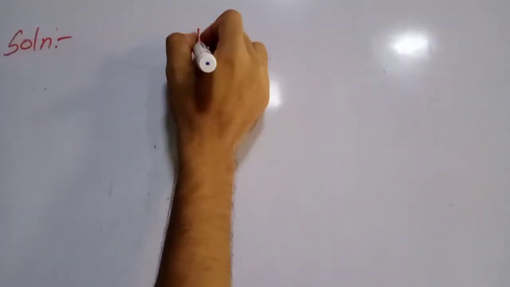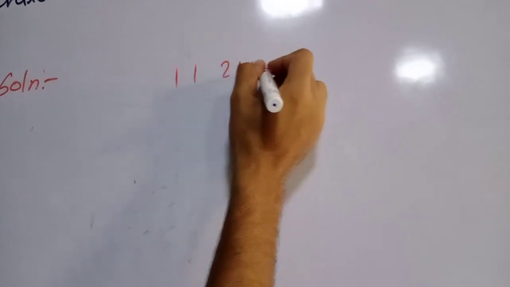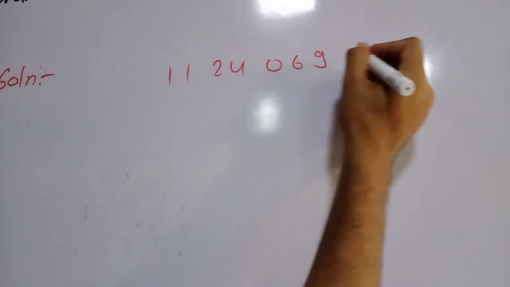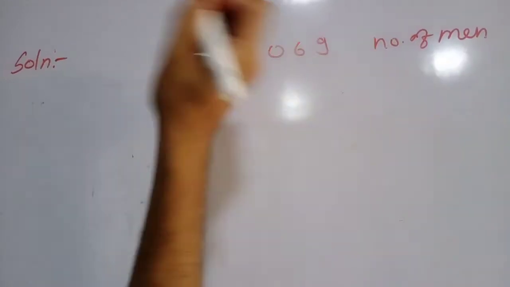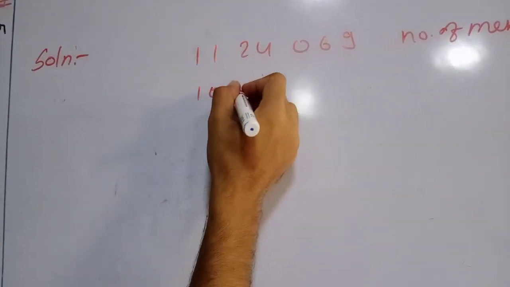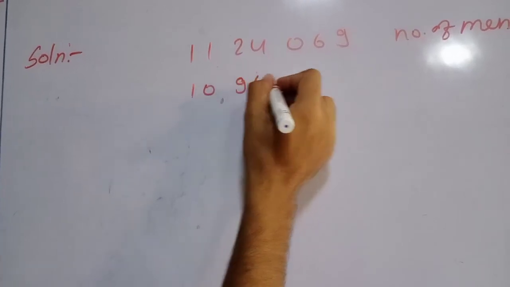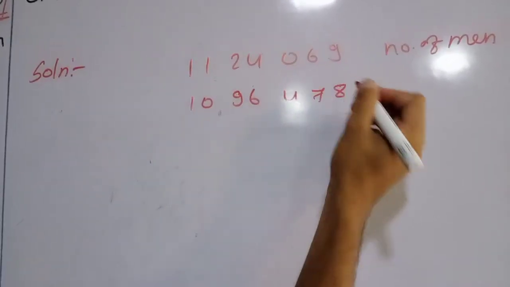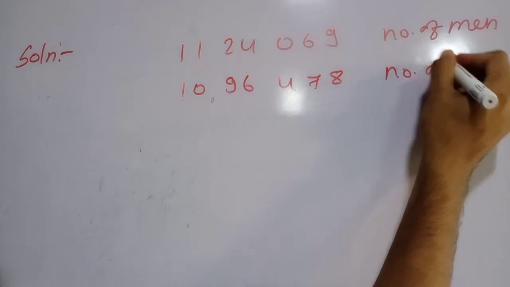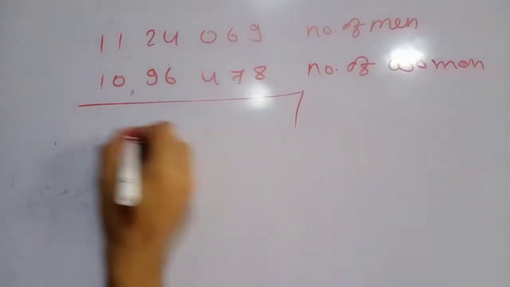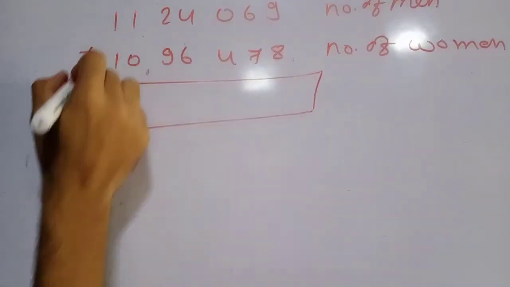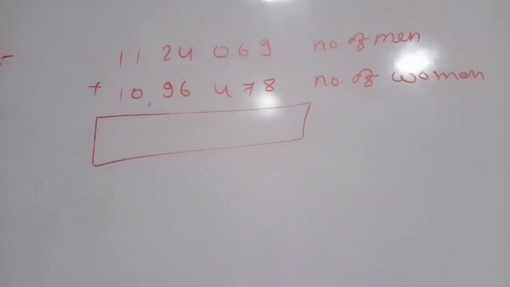The first number we have is 11,24,069, that is the number of men. Then 10,96,478, the number of women. We have to do the addition of these two, the number of men and the number of women.